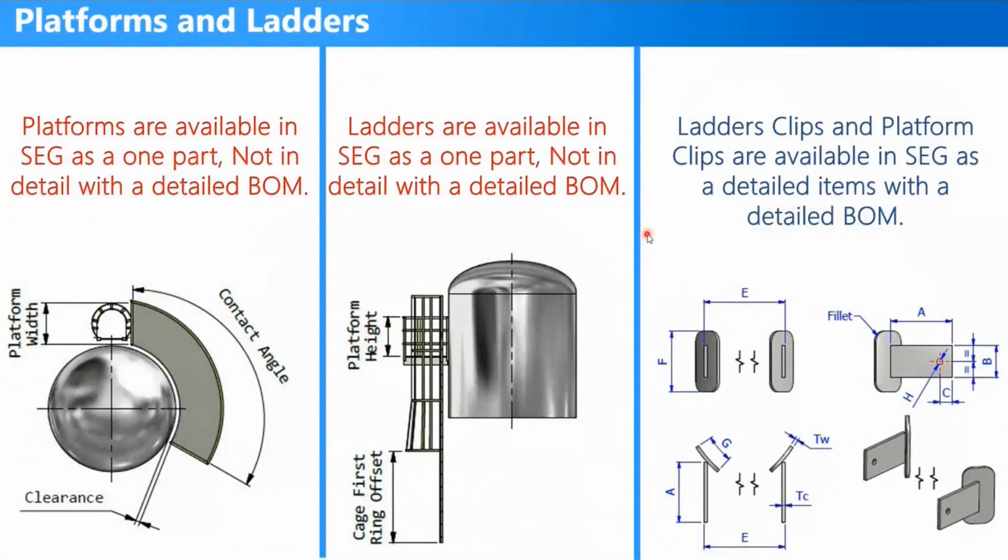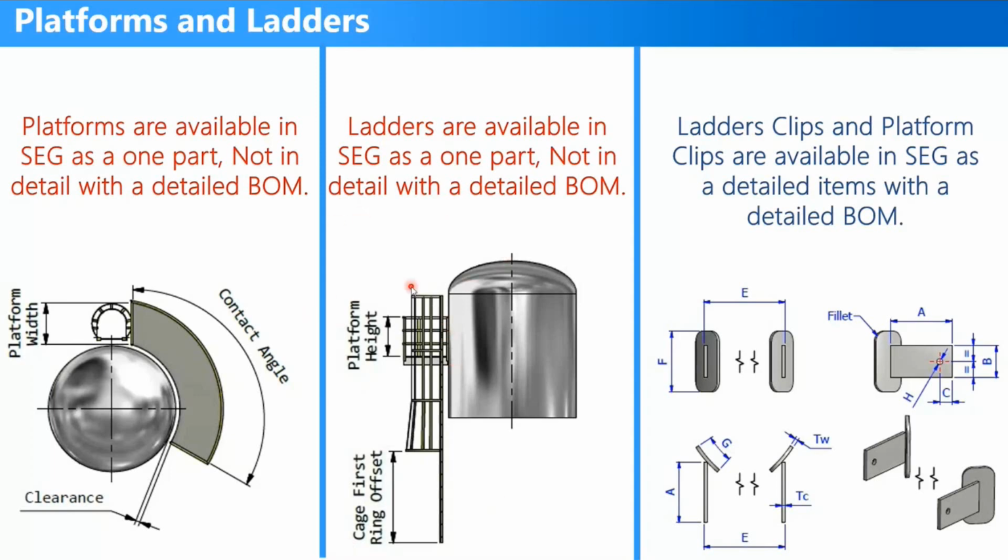For the ladders and platforms, in SEG software, it's possible to make platforms and ladders as one part. That means it will appear on the bill of material as one part, not as detailed items. So you will get the grating as a separate part and the whole platform as a single part. You will not get a detailed bill of material for the platform. The same goes for the ladder.